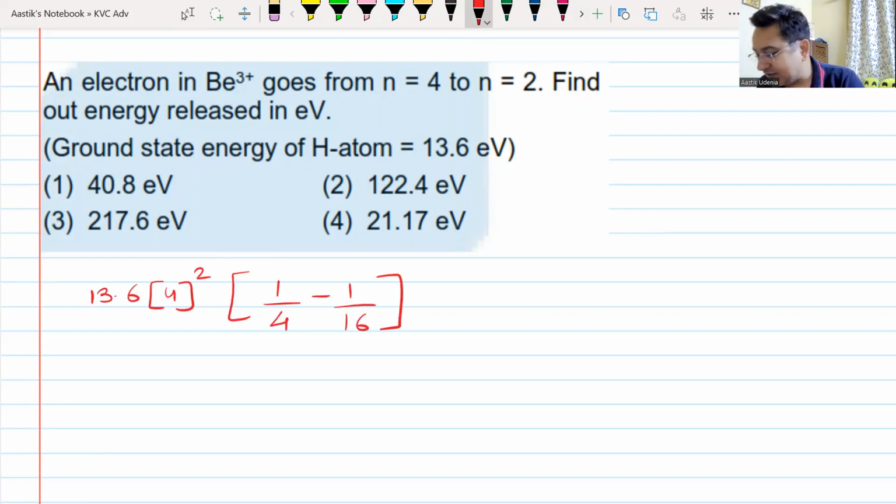And as soon as you see this, you know the answer. You don't have to calculate it. Do you need to calculate it? Don't need to calculate it. You can straight away mark this one. Do you understand this? It is only Z, no sir. Yeah, beta? It is 13.6 into Z, that is 4.